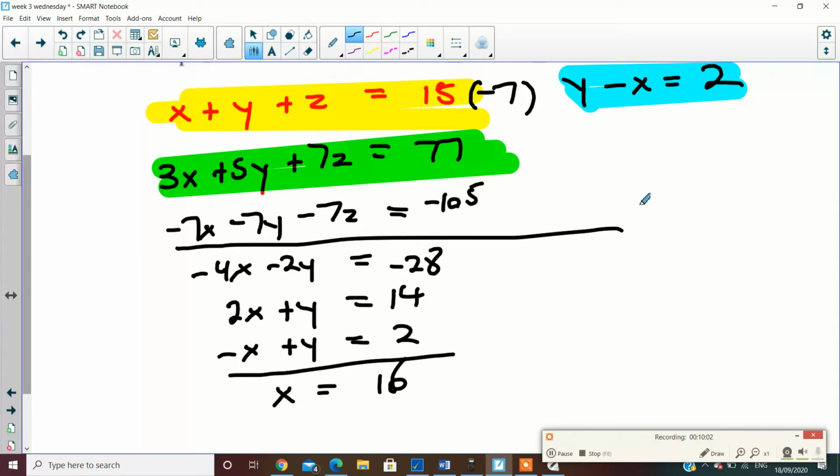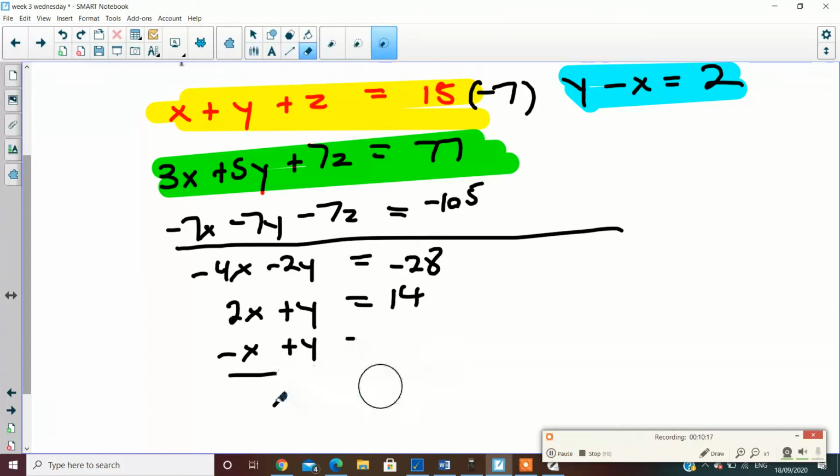X cannot be equal to 16. All right, guys, we'll fix this in editing, as I keep saying. Now, I was here. I divided by minus 2, did I? Is 2x plus y equals 14 correct?